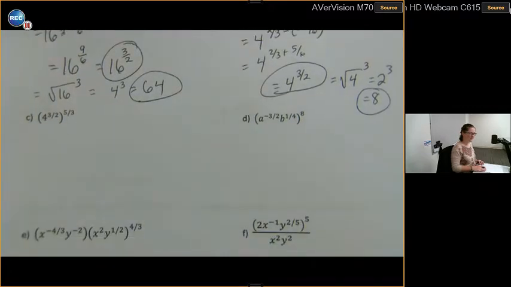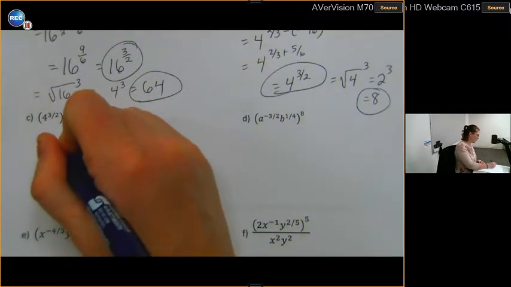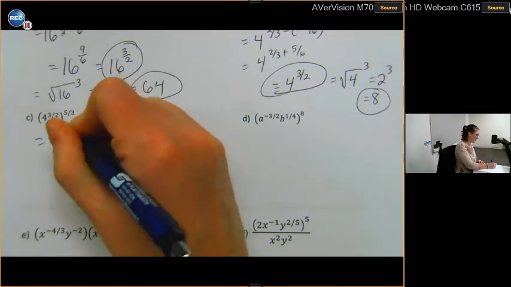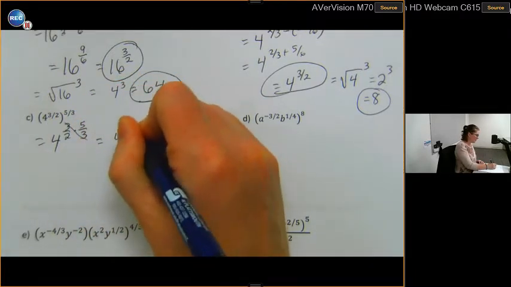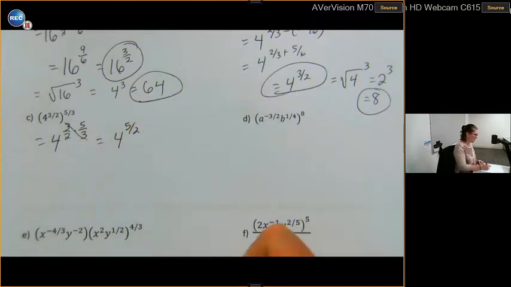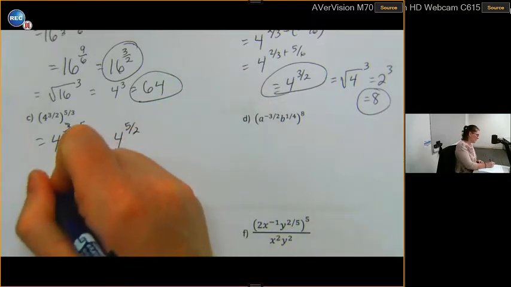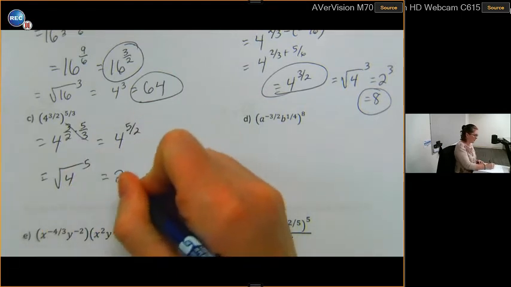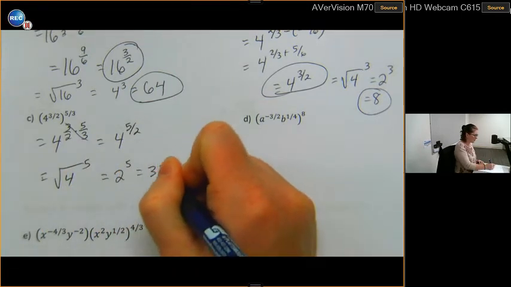Part C, power to a power, so we're going to go ahead and multiply 3/2 times 5/3. Those 3's are going to cancel. So I have 4 to the 5/2. Change that to the square root of 4 to the 5th power. 2 to the 5th equals 32.